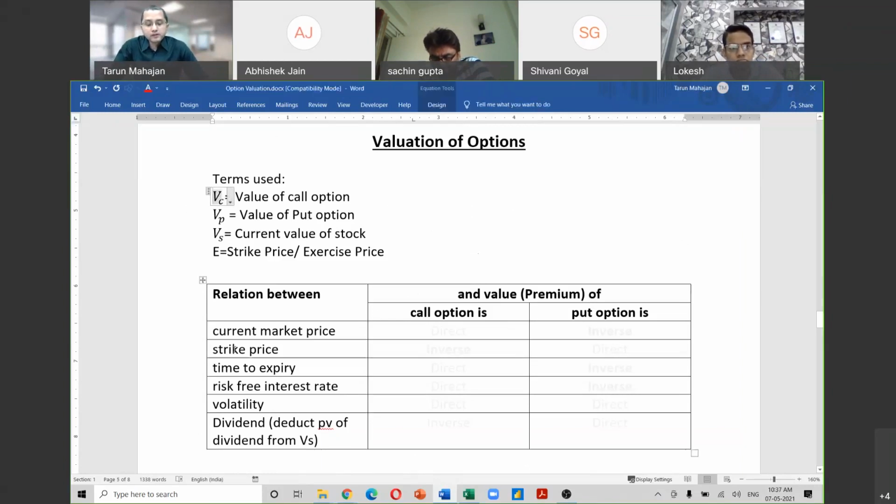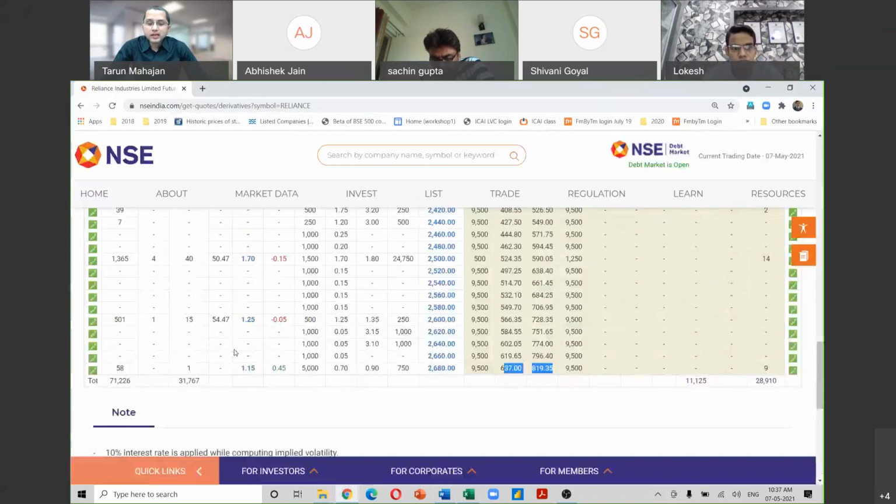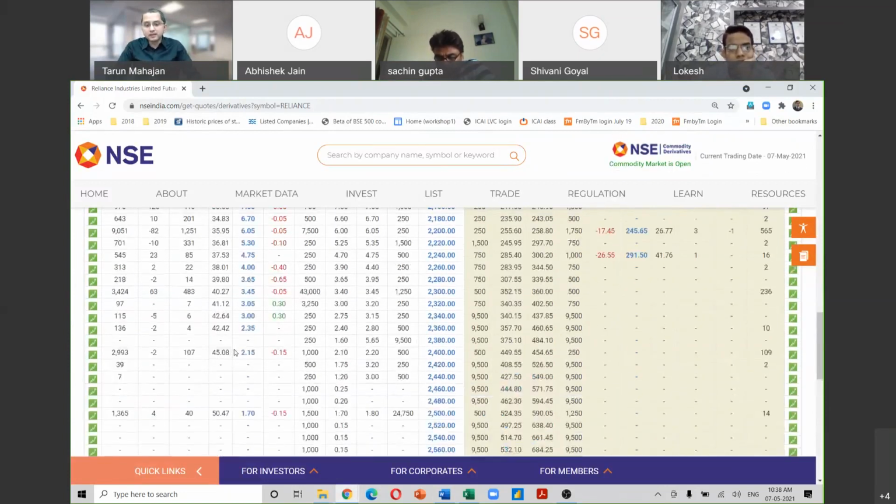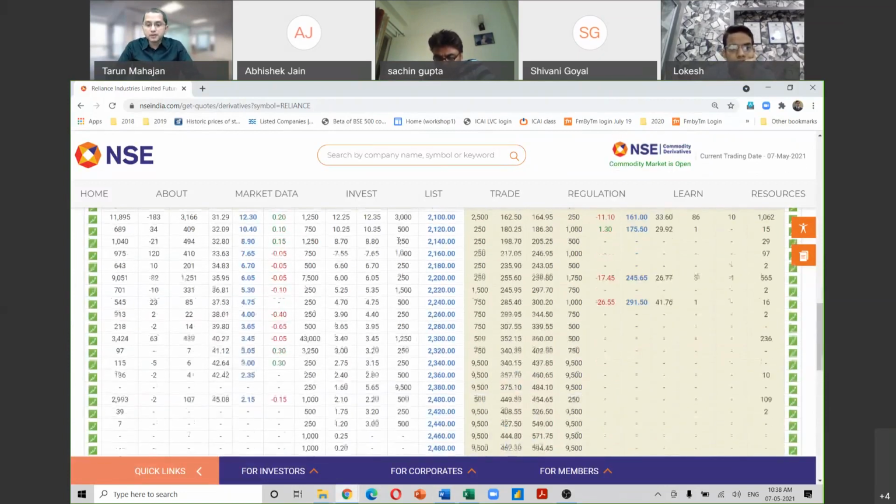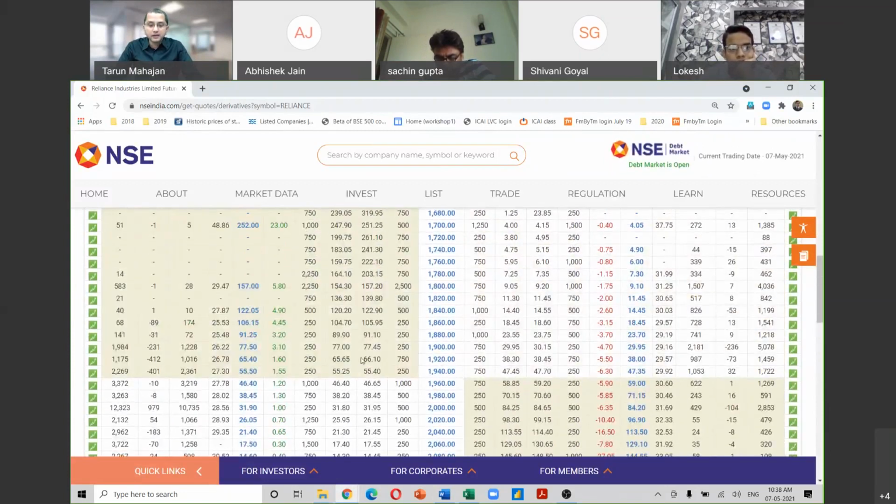See, the following terminologies I'll be using. VC is value of call option, that is option premium. In case of futures, the future price is determined by market forces. In case of options, the strike price you choose. So what is market determined? Premium. You choose the strike price and then the option premium is determined by market forces.